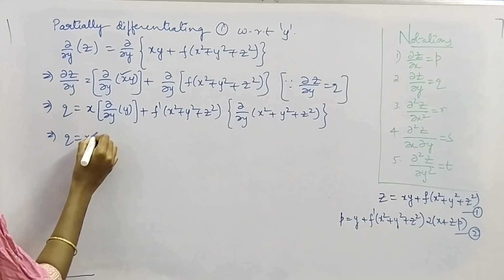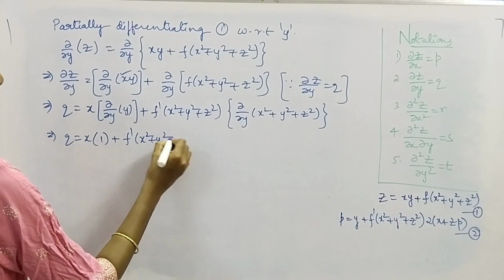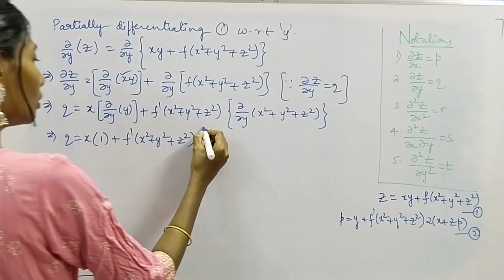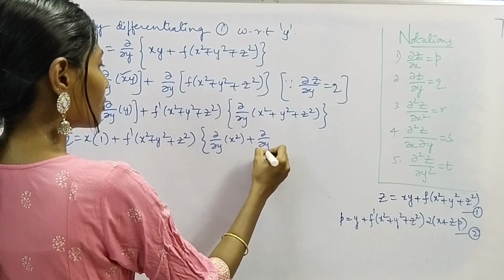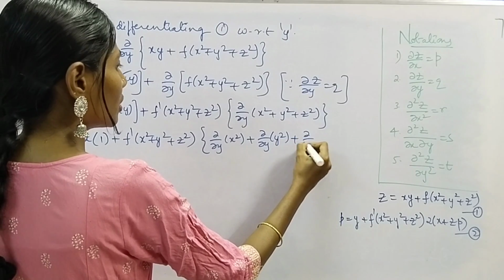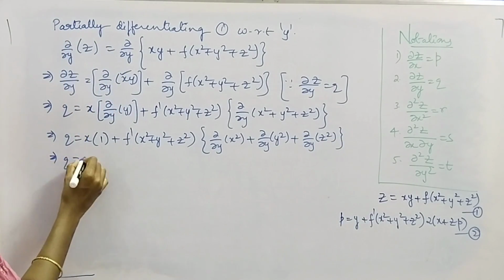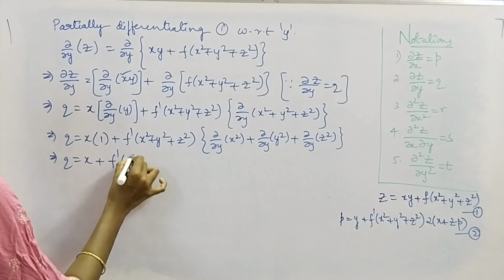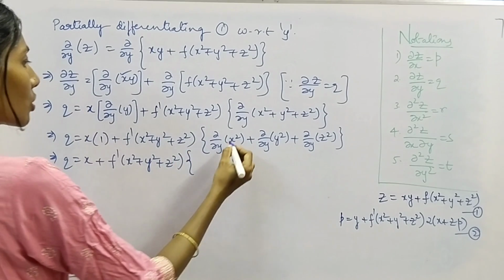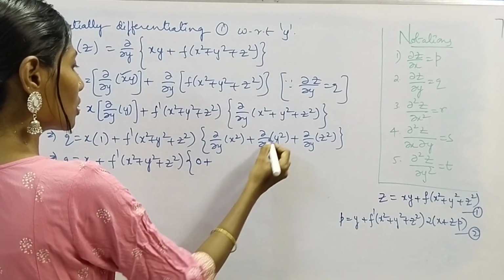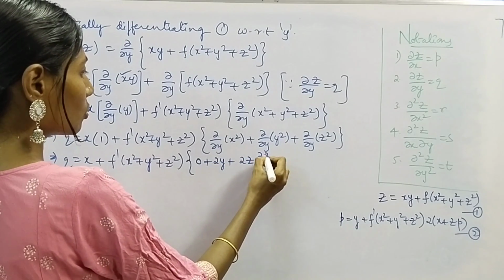This gives us q equal to x into partial derivative of y with respect to y is 1, plus f dash of x square plus y square plus z square into partial derivative of first term plus partial derivative of second term plus partial derivative of third term. This gives us q equal to x into 1, that is x, plus f dash of x square plus y square plus z square into partial derivative of constant with respect to y is 0, plus partial derivative of y square with respect to y is 2y, plus partial derivative of z square with respect to y is 2z into dou z by dou y.